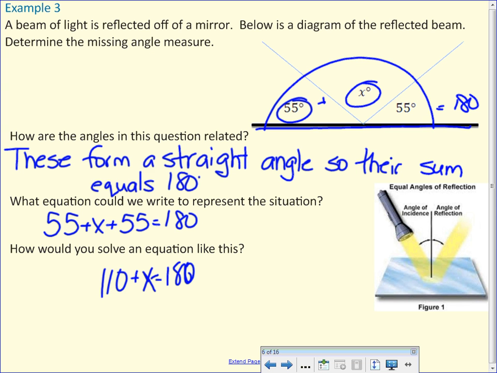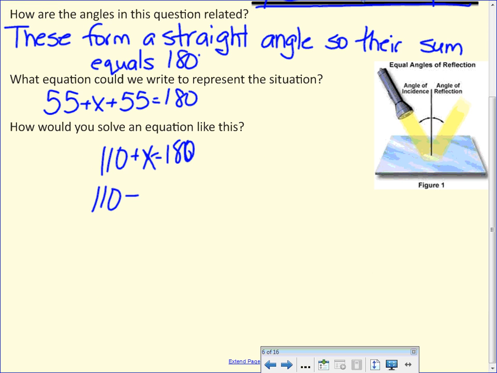Yes. Okay, so we subtract 110 from both sides. What is it? 70 what? Degrees. Questions on that? Nothing?